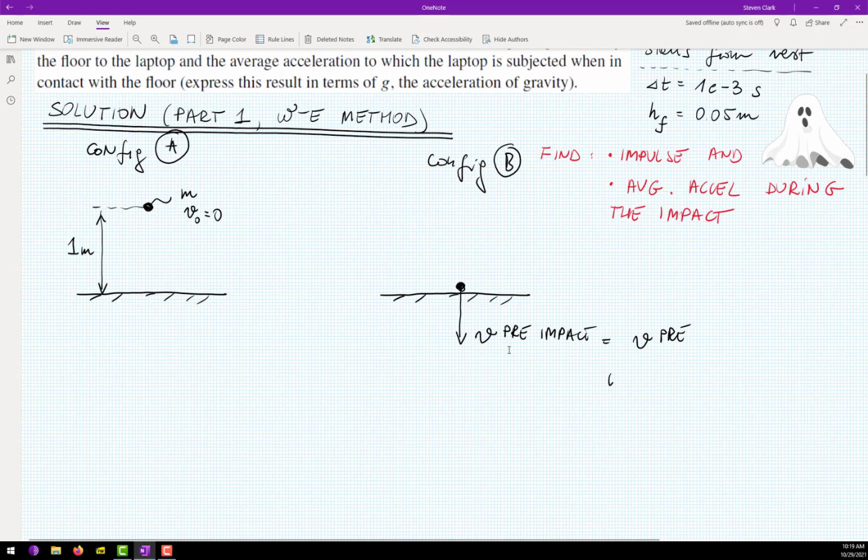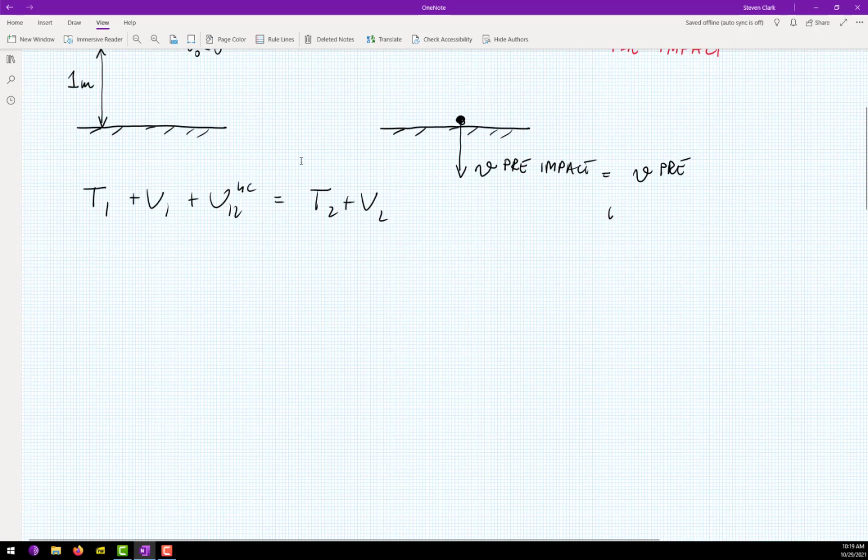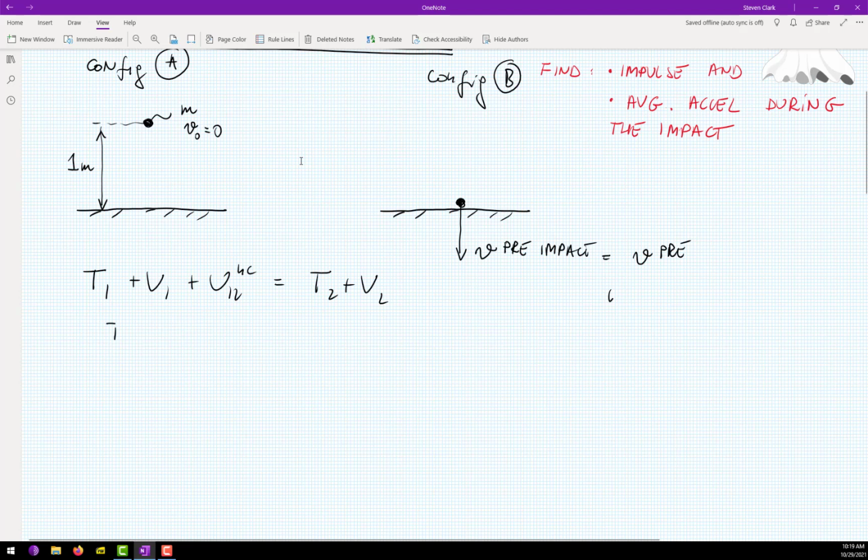I think nobody has any objections here. T1 plus V1 plus U12 non-conservative is equal to T2 plus V2. And these 5 guys: T1, V1, T2, V2, U12 non-conservative.